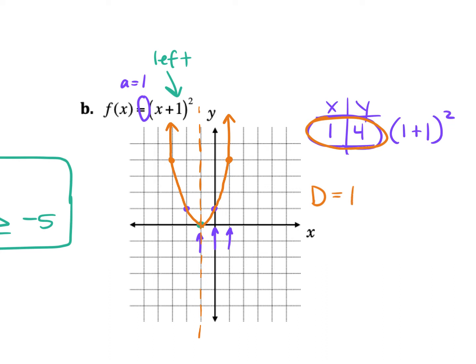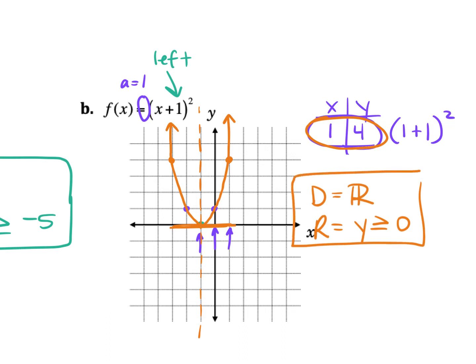All real numbers, free points, right? Always all real numbers. What's the range of that graph? What are the options for your y values? Y is going to be greater than or equal to what value? What's your lowest y value? What's your minimum? 0, right? This is your low point right here. That's where y is equal to 0. So y has to be greater than or equal to 0.